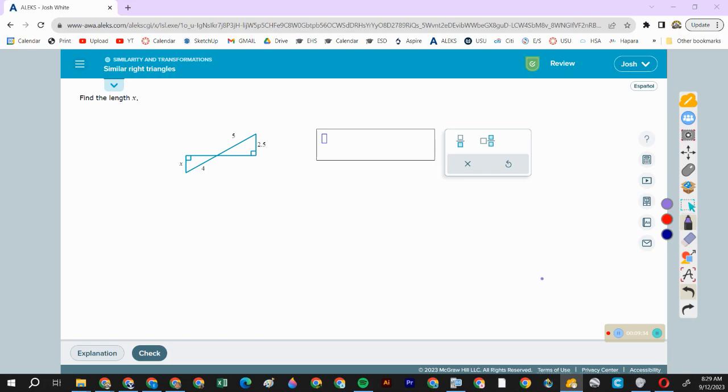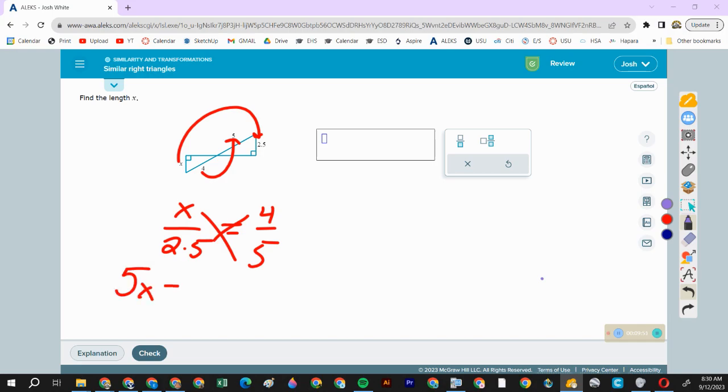All right. So x matches up with 2.5. So x over 2.5 is equal to 4 over 5. So we cross multiply. 5x is equal to, that's going to be 8, 10. Divide by 5, x is 2. Okay?